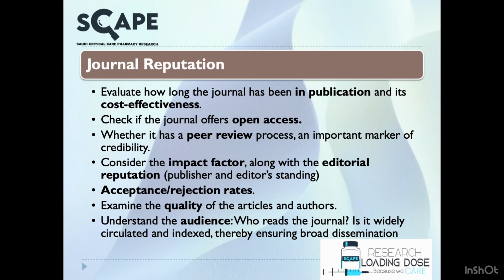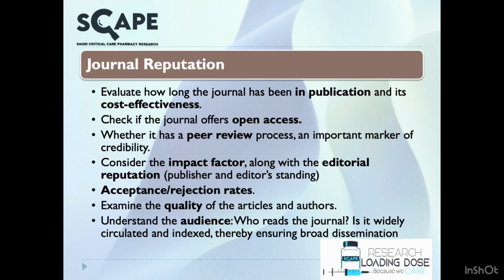It's an important marker for the truth of the journal, the core value of the journal, and the validity, actually, the precision of the journal. Consider the impact factor along with the editorial reputation and the acceptance and rejection rate. If you go and check some journals, you find the acceptance rate and the rejection rate are important, and they reflect the journal's publication process.